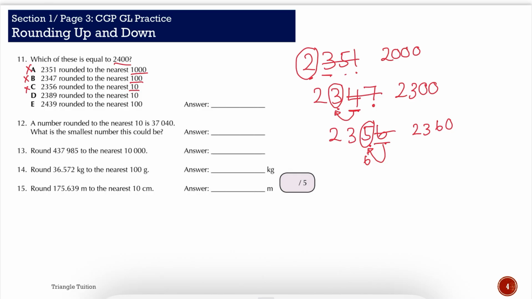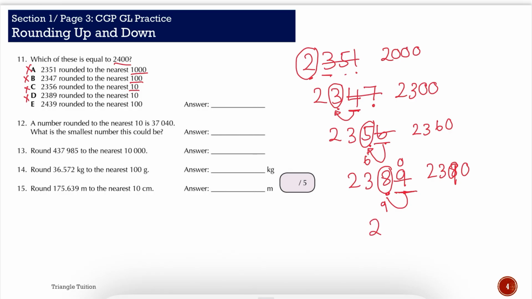Then the next answer is 2389, rounded to the nearest 10. This is ones, this is tens. Let's circle the tens, then check the next door. This is more than 5, so what happens? This is jumping to the next number, then chopping. So the answer is 2390. So that's not correct either.